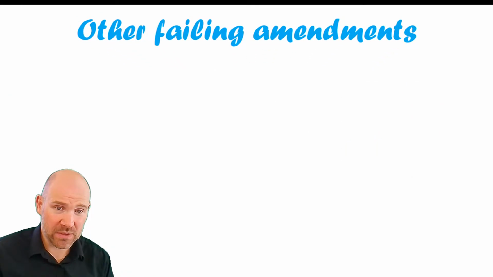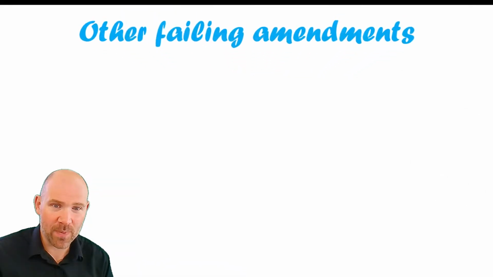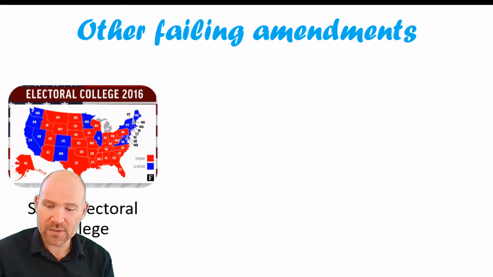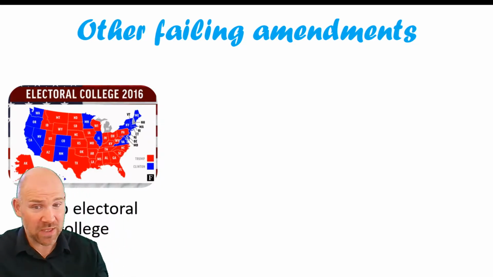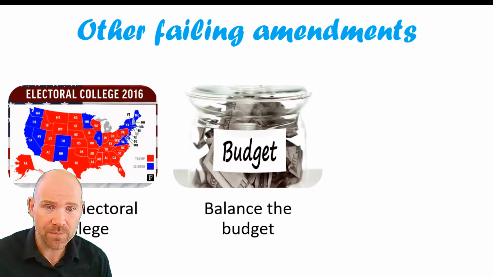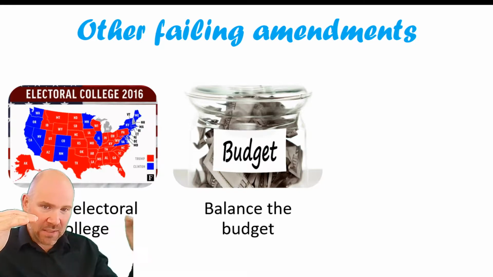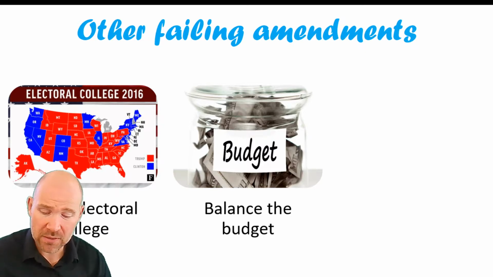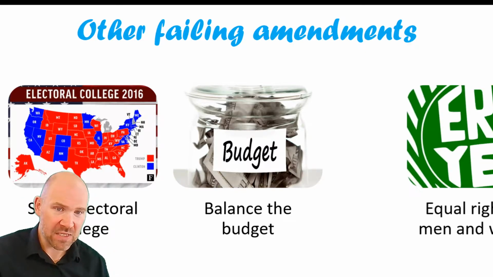There have been other amendments that have failed to get through that are worth mentioning at this stage as I try and control my PowerPoint. Firstly, scrapping the Electoral College in 2016. Remember how Hillary got more votes but she lost the presidency? There was a proposal, let's scrap the Electoral College. Didn't get anywhere. There's been a proposal to balance the budget, the idea that they shouldn't ever spend more than they take in terms of taxes, and that they shouldn't take in more than they intend to spend. That's been proposed as a constitutional amendment numerous times, never got anywhere.